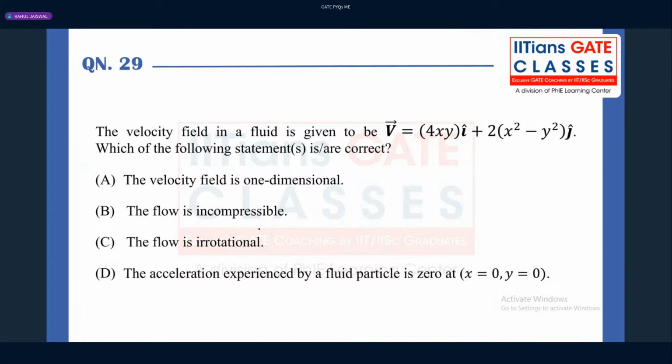Now coming to question number 2, try to read the problem, guys. The velocity field in the fluid is given as the velocity vector u i cap plus v j cap. Which of the following statements is correct? The velocity field is one-dimensional. The flow is incompressible. The flow is irrotational. The acceleration experienced by the particle is zero at x equal to 0 and y equal to 0. Which of the following is or are correct?